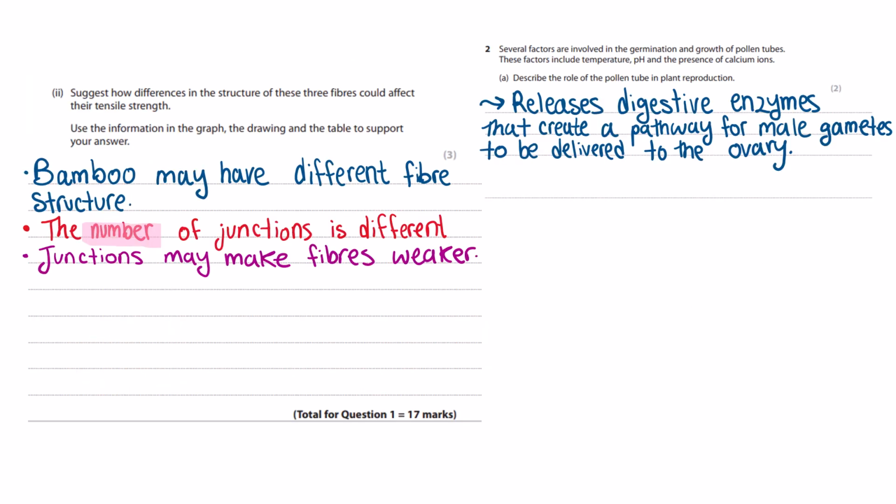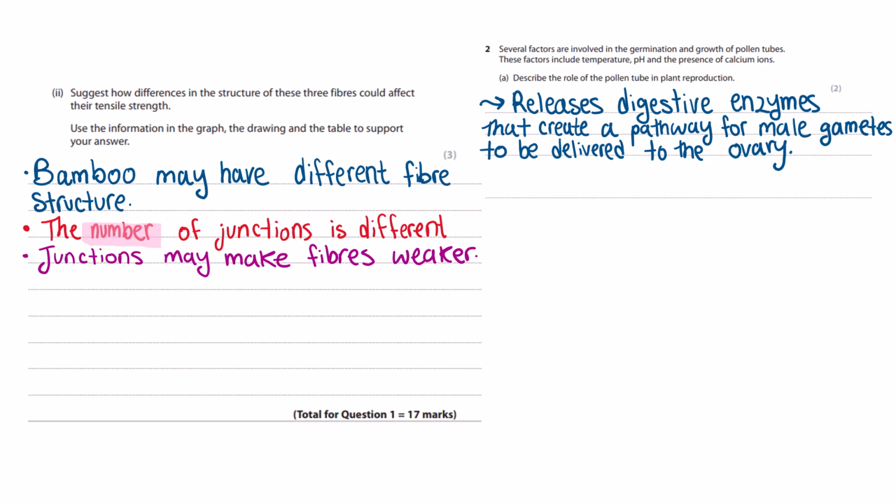Okay, suggest how differences in the structures of these three fibers could affect their tensile strength. Use information in the graph, the drawing, and the table to support your answer. Okay, so they are different plants, therefore they're going to have different fibers. Remember, the main part of this question is talking about fibers and their tensile strength. So bamboo may have a different fiber structure, which makes it stronger. Also, the number of junctions is different in every single type of plant that they gave us. The junctions may make the fiber weaker, because if it's a gap, it can break more easily.